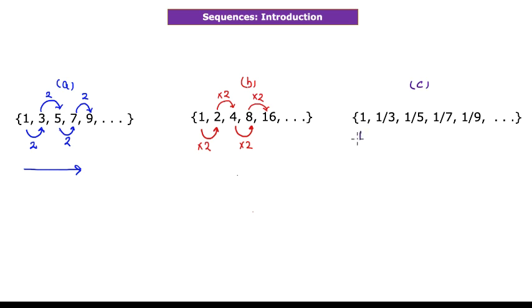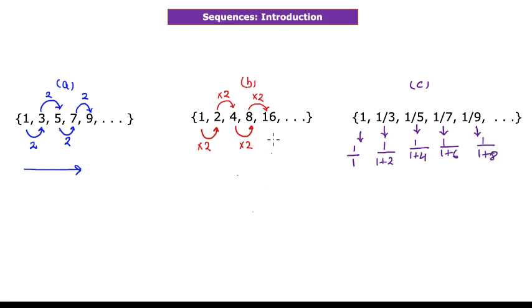So let me write this in a fractional way. So this is 1 over 1. The second number is 1 by 3. I can write this as 1 over 1 plus 2. The third number is 1 over 5. That can be written as 1 over 1 plus 4. The fourth number is 1 over 1 plus 6, because 6 and 1 will be 7. And likewise, the last number is 1 over 1 plus 8.